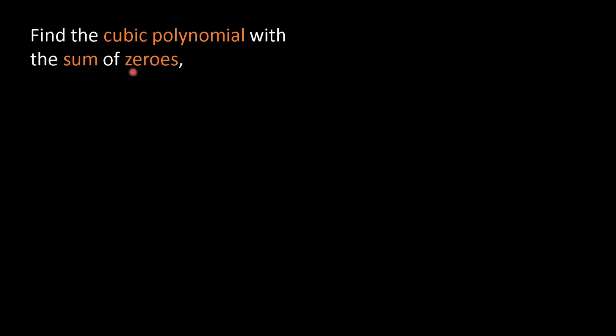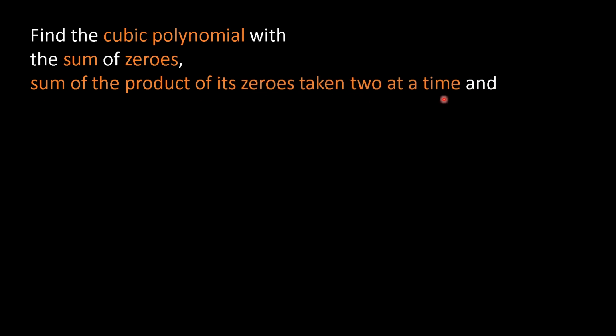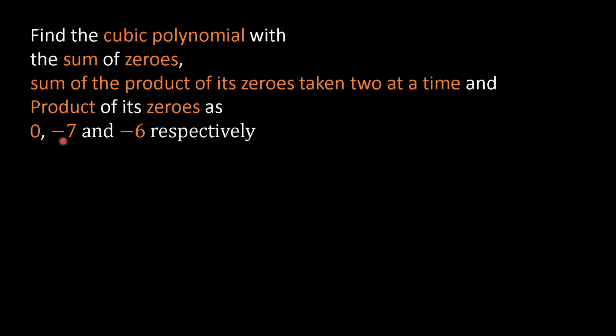We have to find the cubic polynomial with three sets of conditions given. First, the sum of its zeros. Second, the sum of the product of its zeros taken two at a time. And third, the product of its zeros as 0, minus 7 and minus 6 respectively.